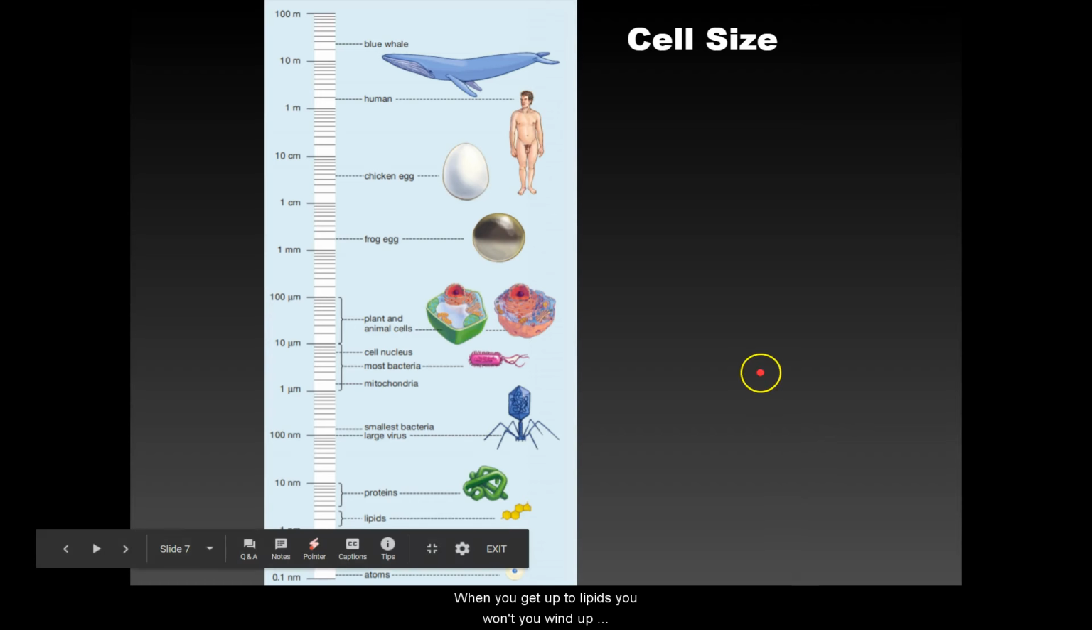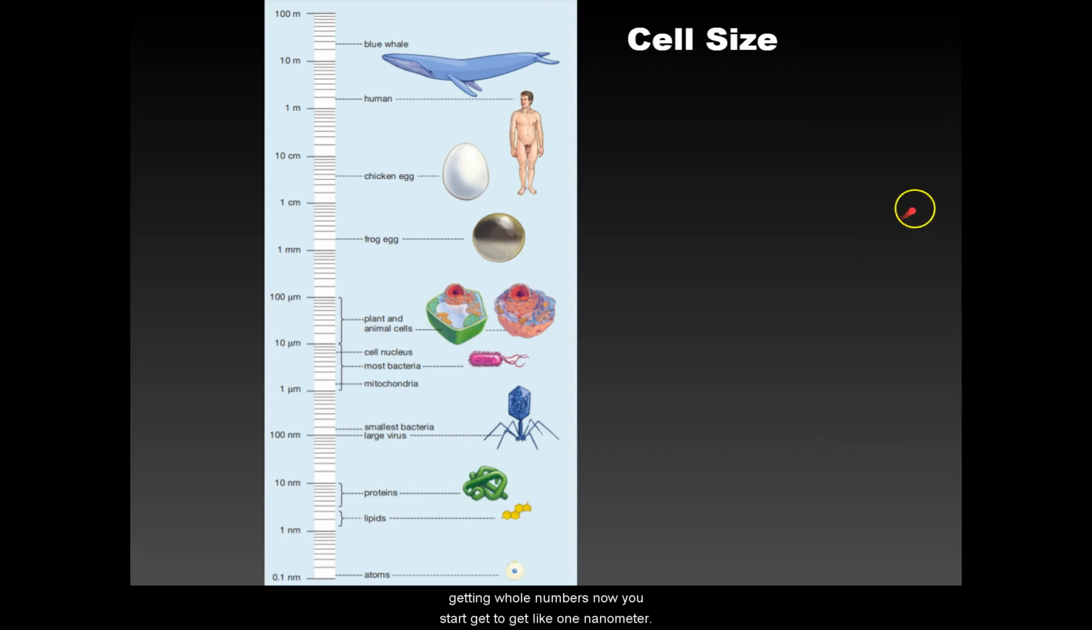When you get up to lipids, you wind up getting whole numbers. Now you start to get like 1 nanometer. Proteins tend to be closer to the size of 10 nanometers. Protein size can vary a great deal, but that's a good estimate. A large virus is about 100 nanometers, okay? And the smallest bacteria is also in that range. They tend to be a little bit larger than that typically, but those are the very, very tiny ones.